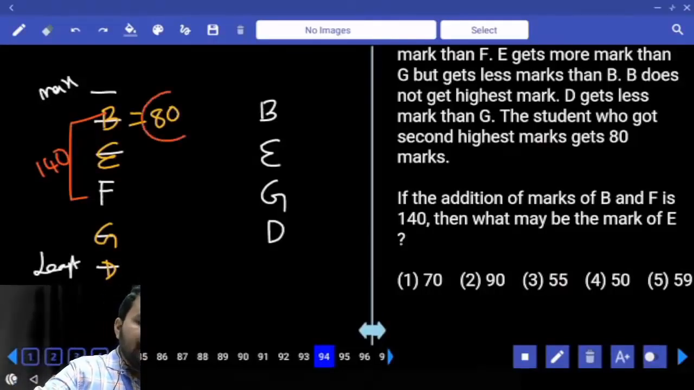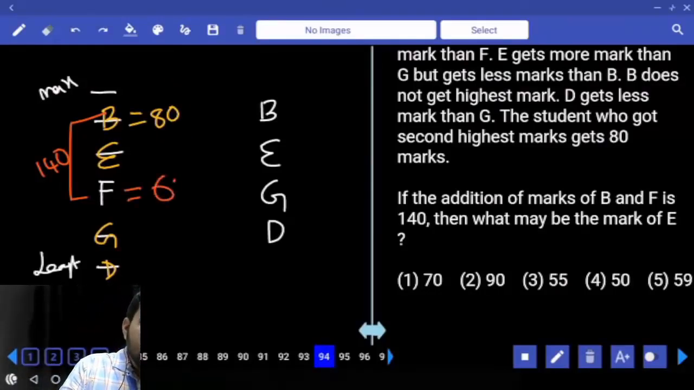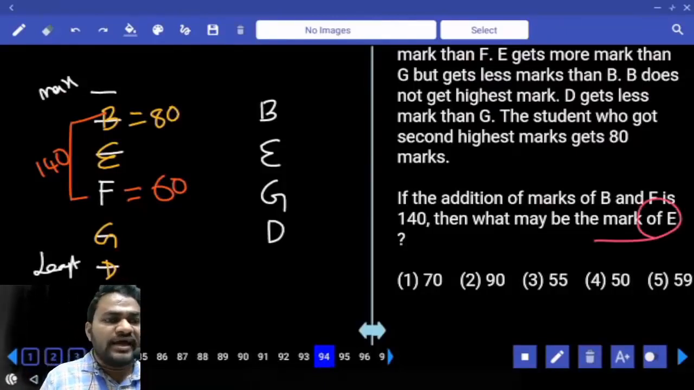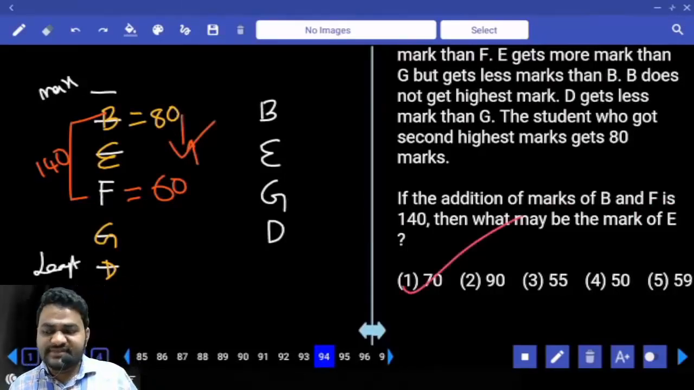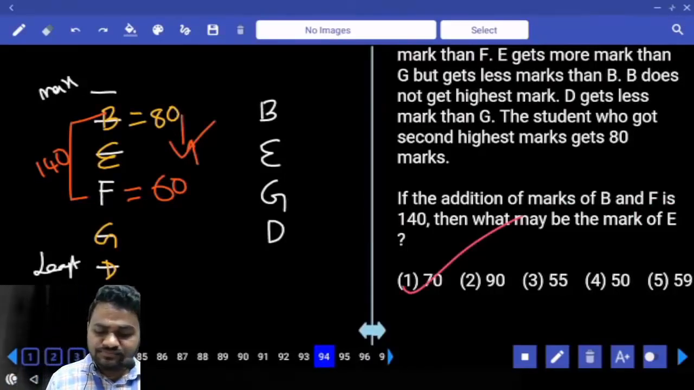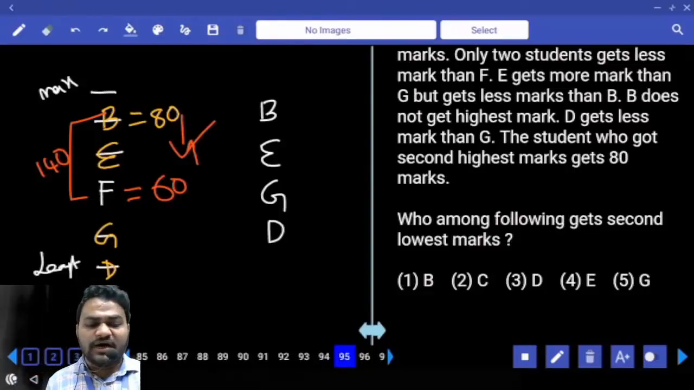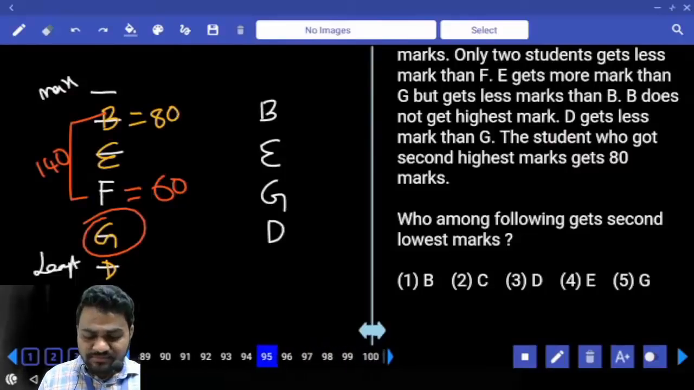So already B is 80, to make the addition 140, F's marks will be 60. Then they are asking about the possible marks of E, more than 60, less than 80, that is 70, option 1. Who among the following gets the second lowest marks? Second lowest marks is by G, option 5.